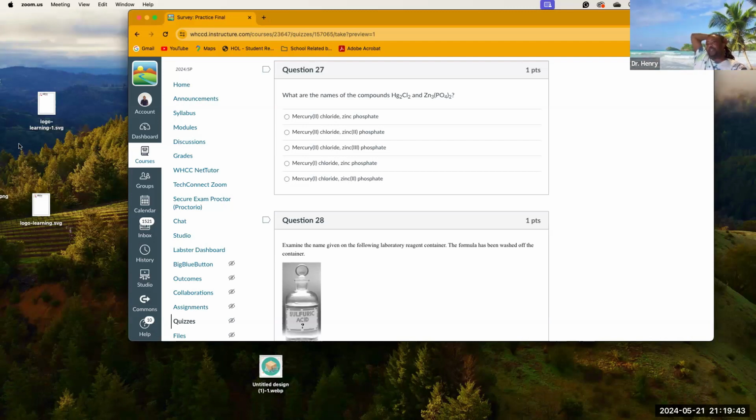So this one is a little tricky. It is mercury 1 chloride. However, zinc is always going to be a +2 charge, so we don't have to put the Roman numeral there. We always say just zinc instead of zinc 2, since it's always going to be that charge, or that oxidation state. So the correct answer is actually D, as in donkey.